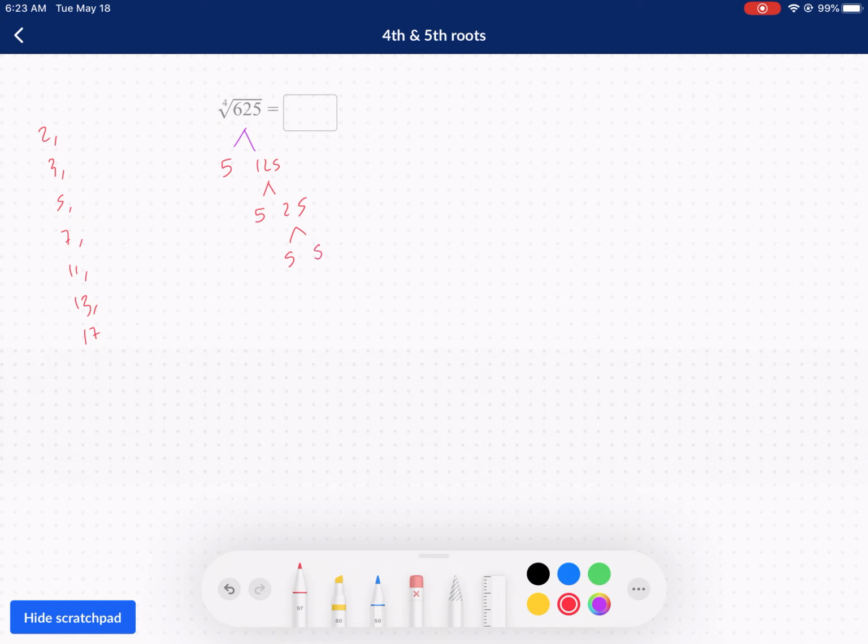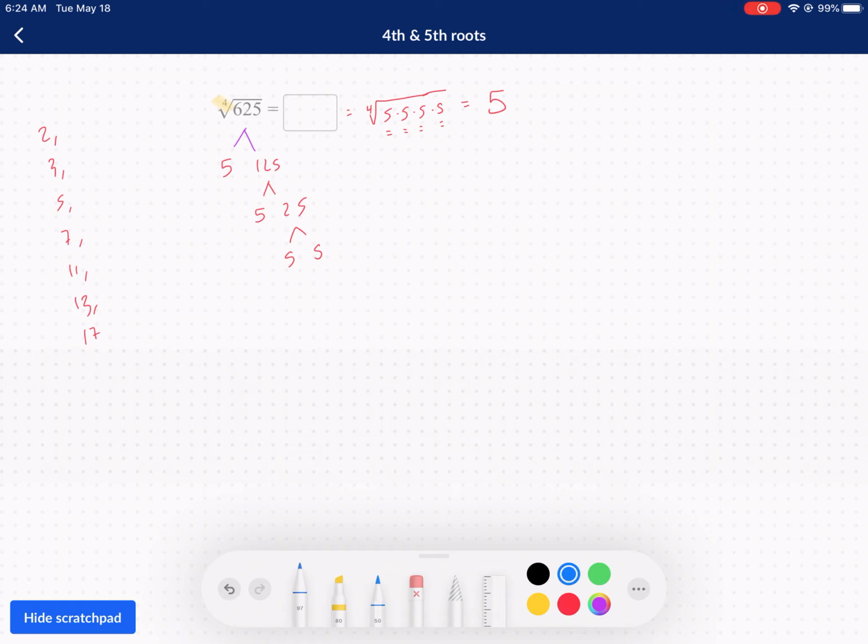Okay, now why did I do this? Well, first off, we're looking for the fourth root. So we're looking for what number times itself 4 times equals 625? Well, according to our factor tree, we could rewrite this problem as 5 times 5 times 5 times 5. Okay, by the very nature of the fourth root, what times itself 4 times equals 625, we already see that it's 5 that is multiplied by itself 4 times. So the fourth root, going backwards, is going to be 5.